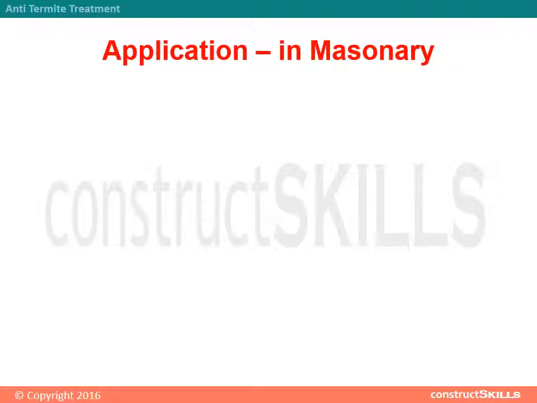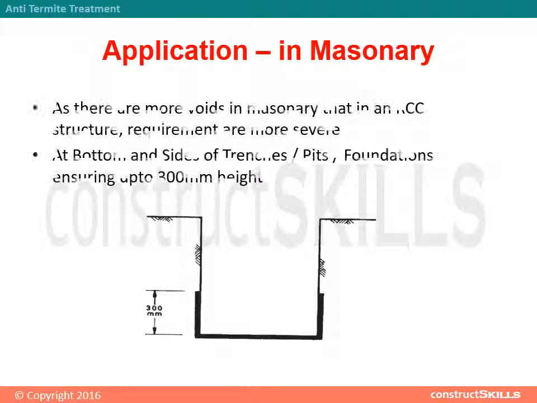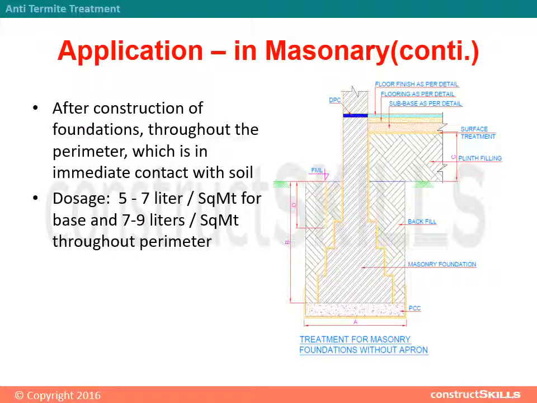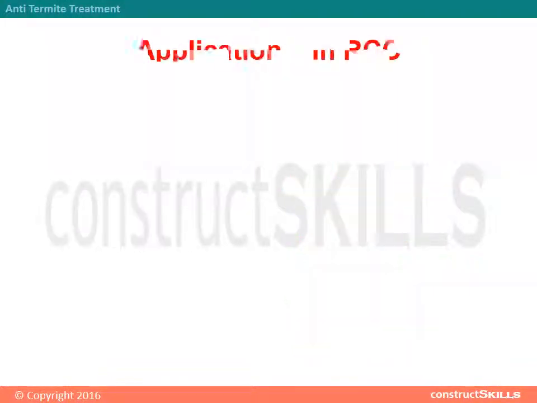Application for masonry structure. As there are more voids in masonry than in an RCC structure, requirements are more severe at the bottom and sides of trenches, pits and foundations, up to 300 mm height. After construction of foundations, along all the vertical surfaces throughout the perimeter which are in immediate contact with soil, the dosage is 5 to 7 liters per square meter for the base and 7 to 9 liters per square meter throughout the perimeter.